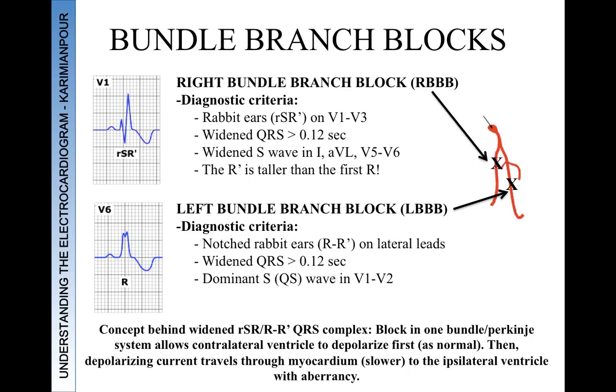Whenever there is a block in the bundles, that means that there's discordance between the depolarization of the right and left ventricles. And so that often results in a widened QRS because when one bundle is knocked out, the other one will conduct normally to its respective ventricle. And then the current will travel more slowly, at a lesser velocity, through the myocardium, through the actual muscle of the heart to the other ventricle. And this results in a widened QRS.